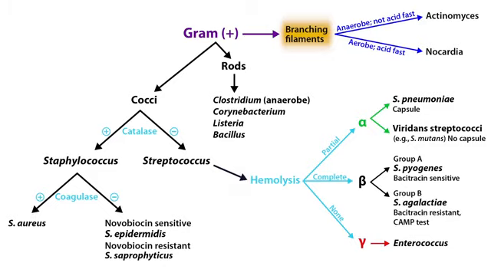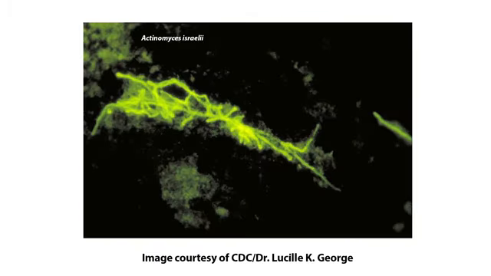At the top right of the gram-positive algorithm, there's a section for branching filaments. So these are gram-positive organisms that have a filamentous growth, resembling fungal hyphae. These include actinomyces and nocardia. Here's a photomicrograph from a brain abscess that shows actinomyces israelii using fluorescent antibody staining. So you can see the shape of the filamentous growth.